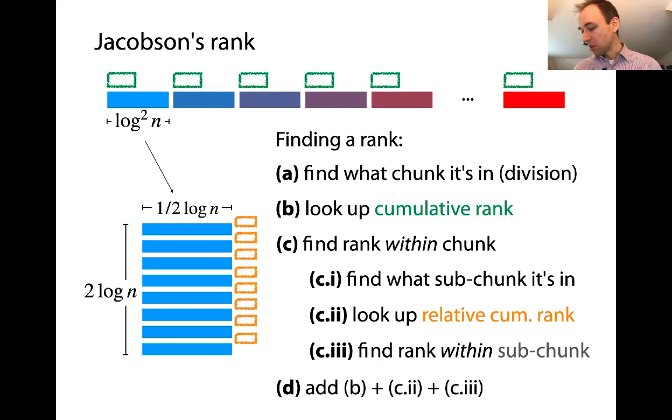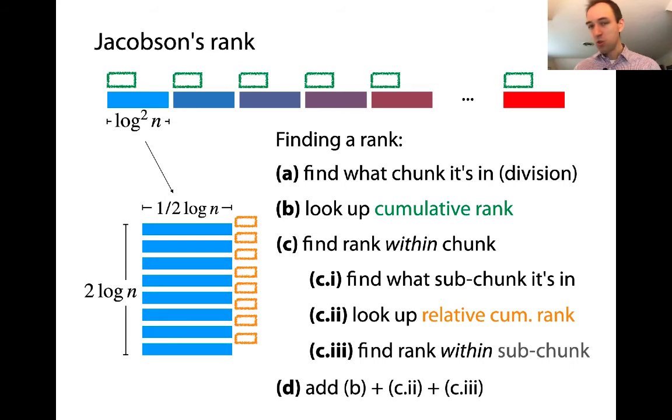So okay, well the first thing we need to do is figure out what chunk we are in, and we can do some division to figure that out. Then for that chunk, we should look up its cumulative rank. Great. Then to find the rank within the chunk, that's what we're working on now, we want to figure out what subchunk we are in, and that's another division, right? We're going to divide by the length of a subchunk, which is 1/2 log n. And then we want to look up the relative cumulative rank for that subchunk.